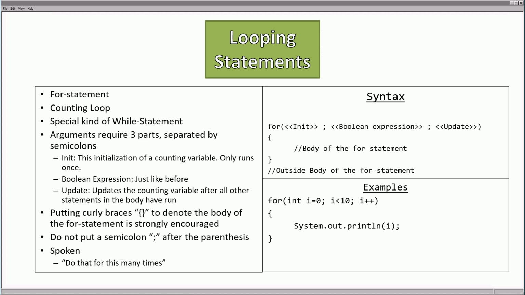For loops look a little different from any other statement that we've encountered because the arguments, in other words, the thing that's inside the parenthesis, has three separate parts. The first part can be called the init, and this is the initialization of a counting variable, and this statement runs one time only. The next part is called the Boolean expression, and this is just like the Boolean expressions that we've seen in while loops or even if statements. Finally, the last argument is the update, and this updates the counting variable after all of the other statements in the body have been executed.